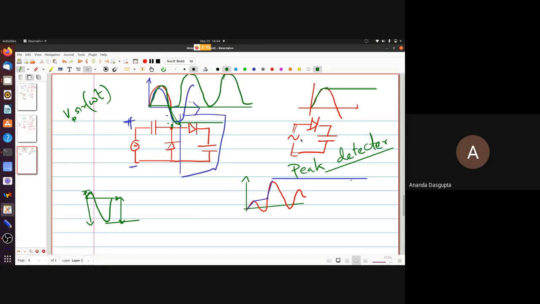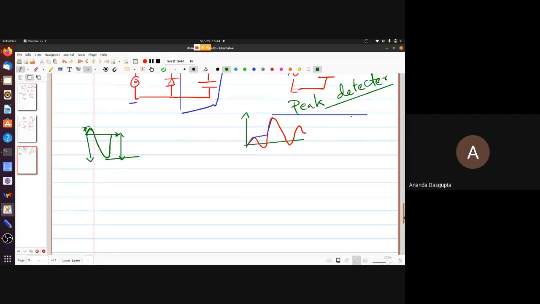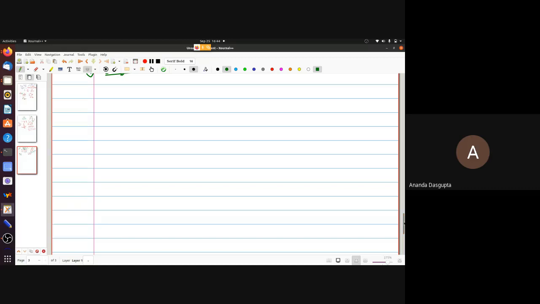Okay. However, let me also tell you one thing. Although this description is right, let me just draw the circuit again, because I will need the circuit now. The first part of the circuit actually works like a positive diode clamper, something which pushes the whole voltage up. And the next part works like a peak detector.